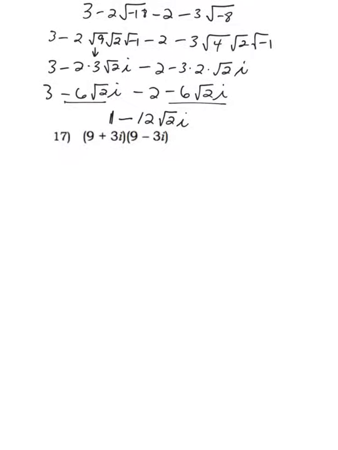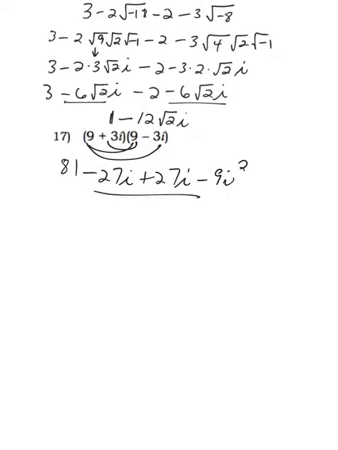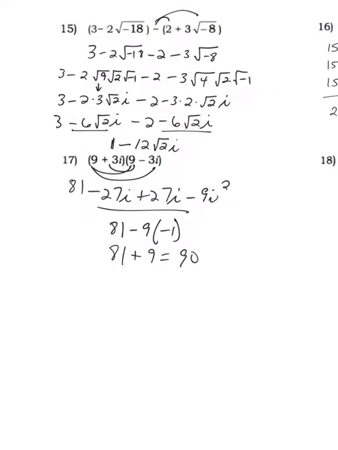17, double distribution. 9 times 9, 81. 9 times -3i. 3i times 9. 3i times -3i. Get rid of these middle terms. 81 minus 9 times -1. I changed my i squared. And this gives me 81 plus 9, which is 90. Those happen to have been conjugates.